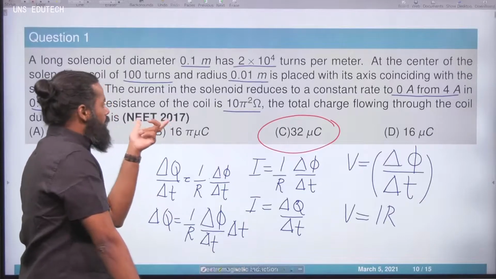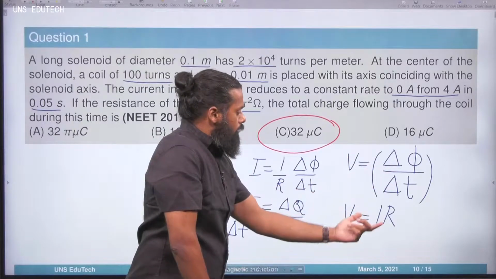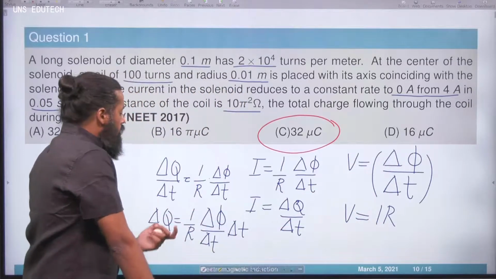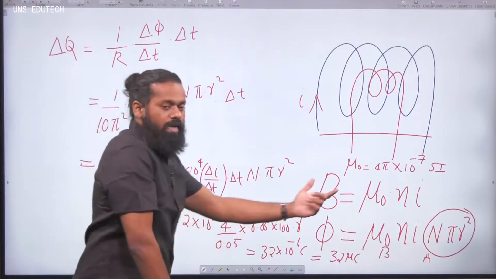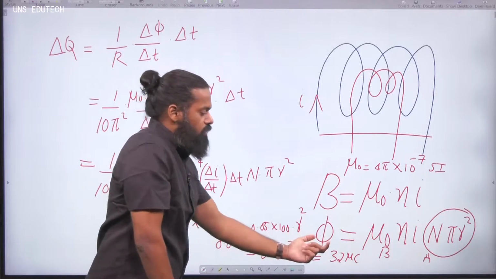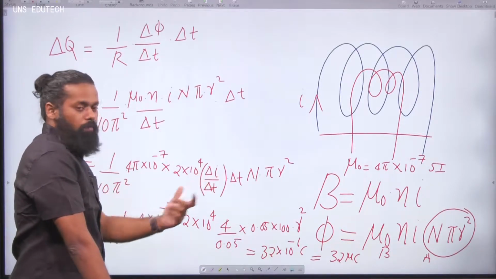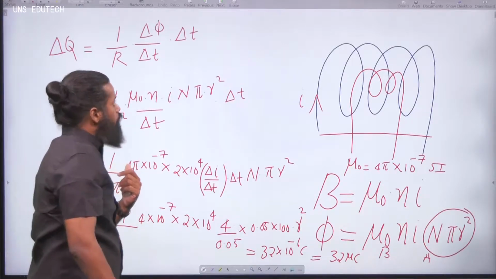So here you can say that first we are using Faraday's law of induction, then Ohm's law, then I is equal to dq by dt, then the expression for the field inside a solenoid, then phi is equal to BA. So all these equations you are using, you have to keep in mind all this information, then only you will be able to solve this problem. I hope all of you understood this.